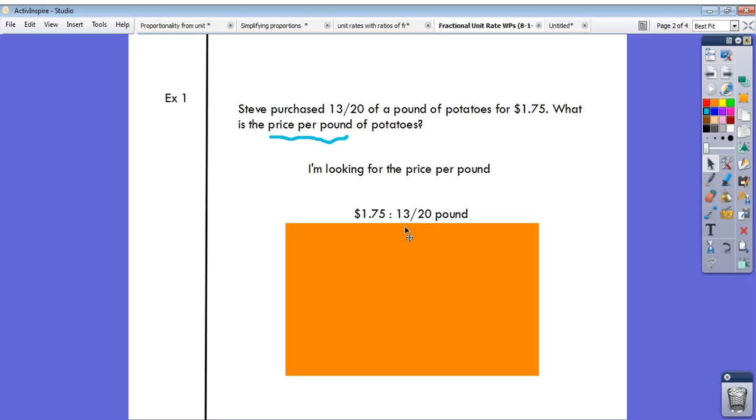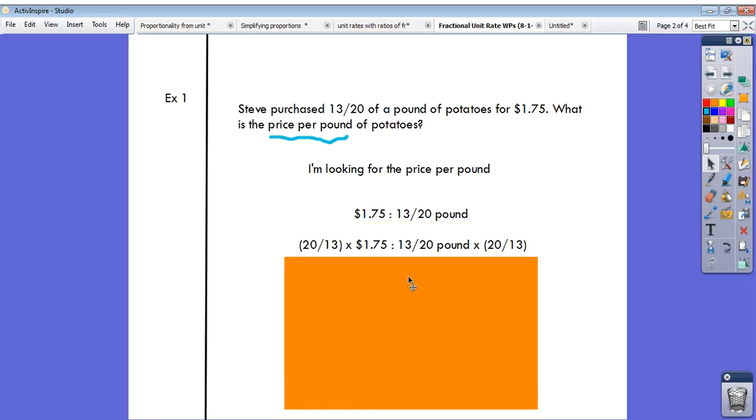So I'm going to multiply this by 20/13, the opposite, or inverse. Now, if I multiply it on one side, on the right side, I also need to multiply that on the left side. So both sides of the fraction will be multiplied by 20/13. Very good. Now I already said 13/20 times 20/13 is going to simplify and equal 1. So that's going to be 1 pound.